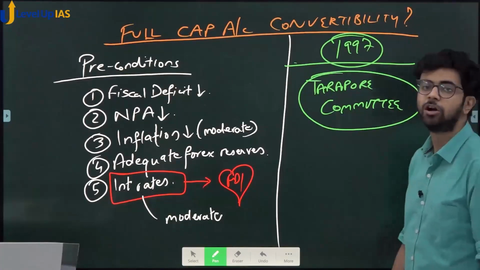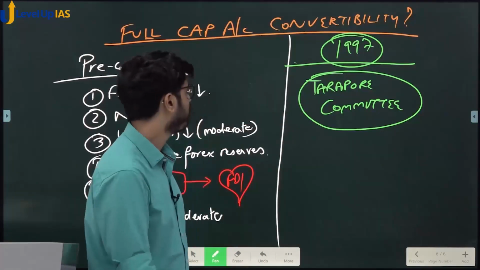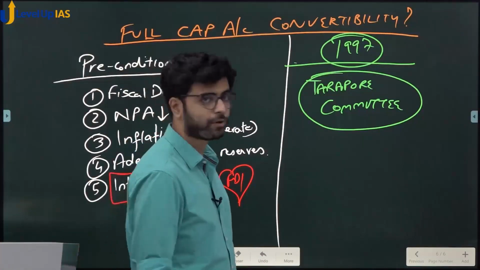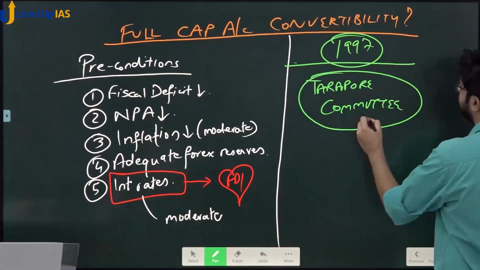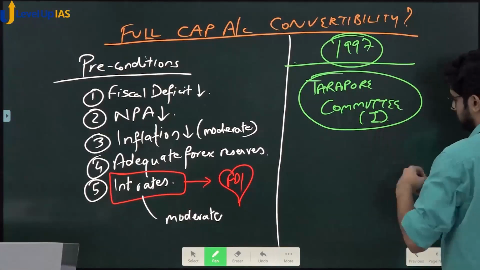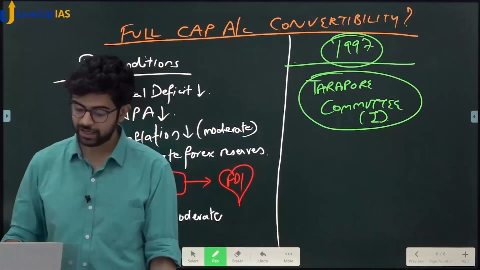Very important committee called Tarapur Committee. Now this Tarapur Committee gave recommendations. This is Tarapur Committee 1. There was another time this committee was also set. They gave the recommendations, very important.